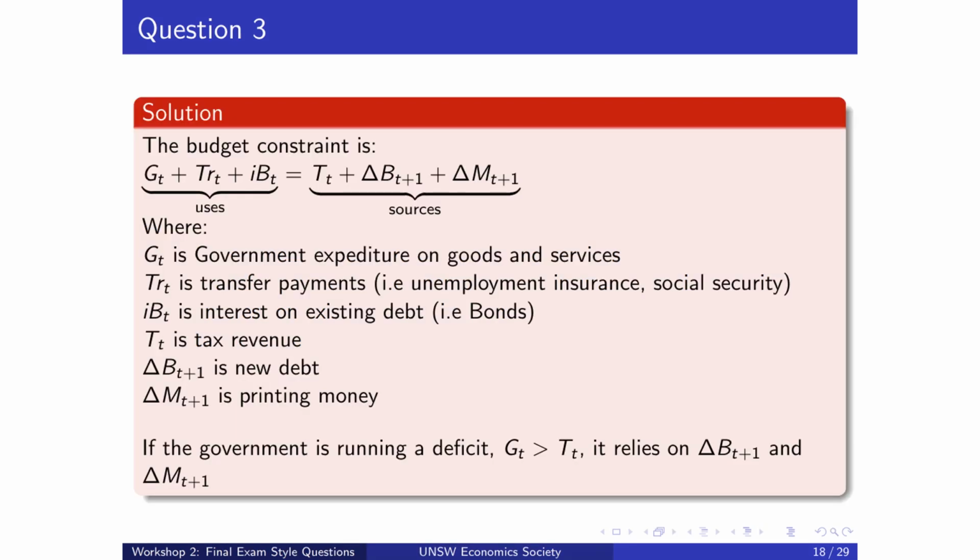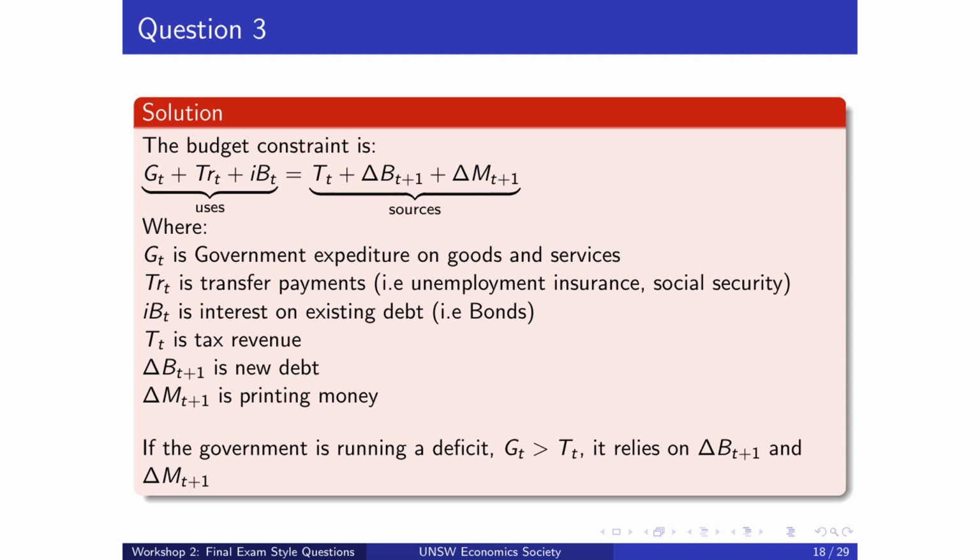We deal with the flow version of the government budget constraint. It is based on a standard accounting identity that states that the sources of funds to the government must equal the uses of funds by the government. This equation is called the flow version because it must hold in each period. The left side of the equation says that the government can use its funds to purchase goods and services, which is denoted by G_t, for transfer payments such as unemployment insurance, social security and welfare payments, which is denoted by TR_t, and iB_t, which is for interest repayments on government debt.